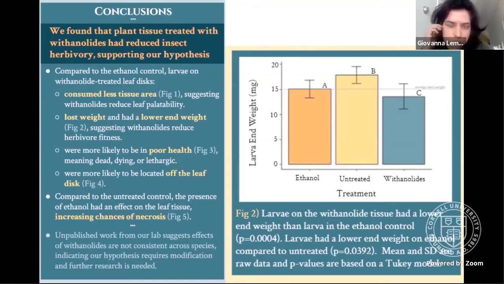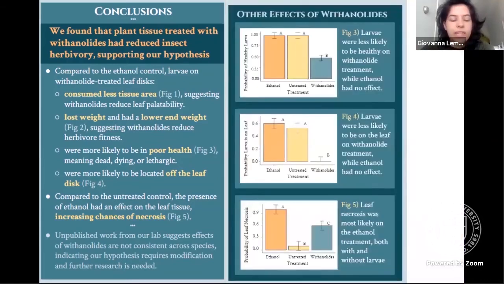We also measured some other effects shown here. Larvae on withanolide treated leaves were more likely to be in poor health, which is defined as being dead, dying, or lethargic, and there was no ethanol effect found. They were also far more likely to be found off the leaf, as you can see on figure 4. No caterpillars on withanolide treatment were found on the leaf. There was no ethanol effect once again.